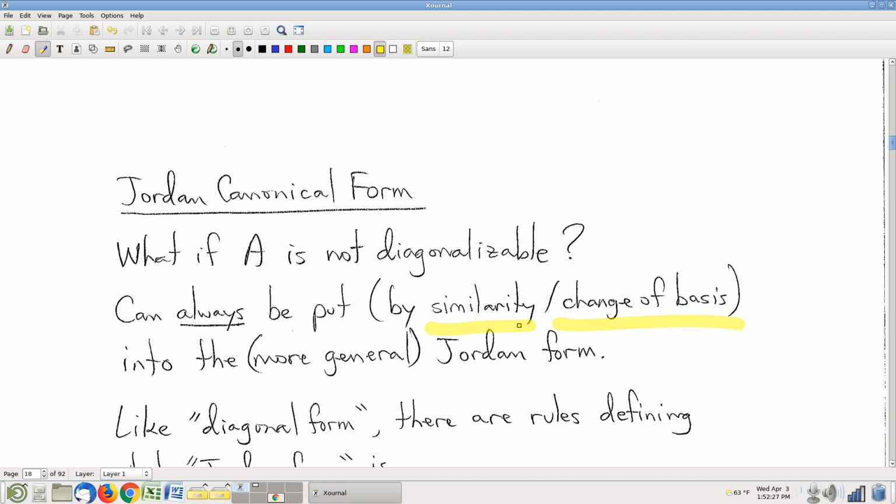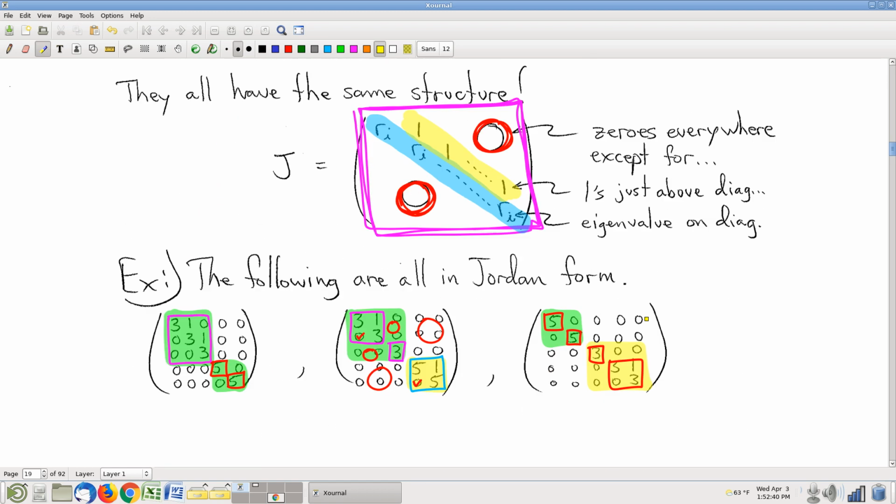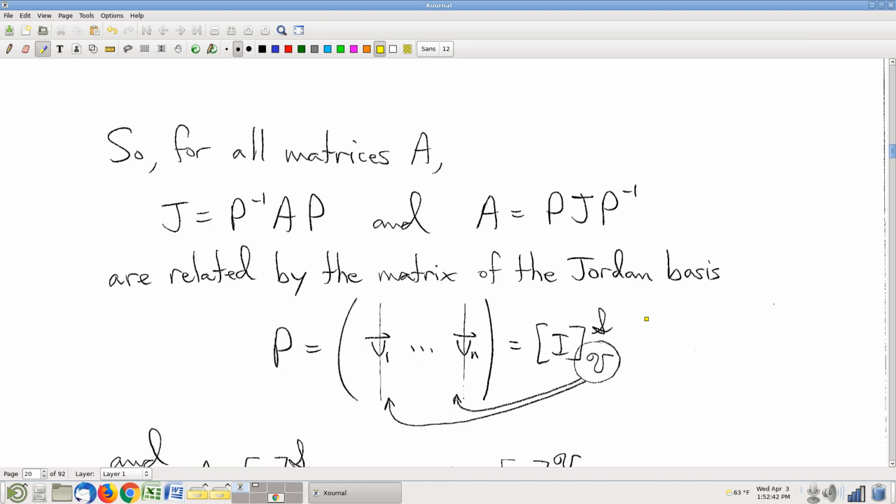So when we say that you can always put a matrix into Jordan form, what we're saying is, give me any matrix, and given an appropriate change of basis, the result would be in Jordan form. And so, let's just write that down. Here's what change of basis looks like. Here's that conjugation, also known as similarity. And again, it depends on which way you're going.